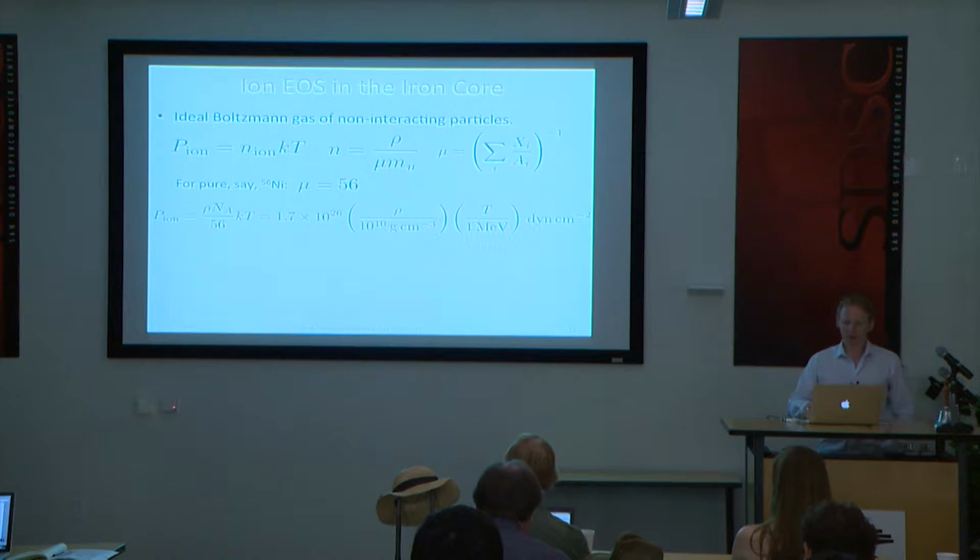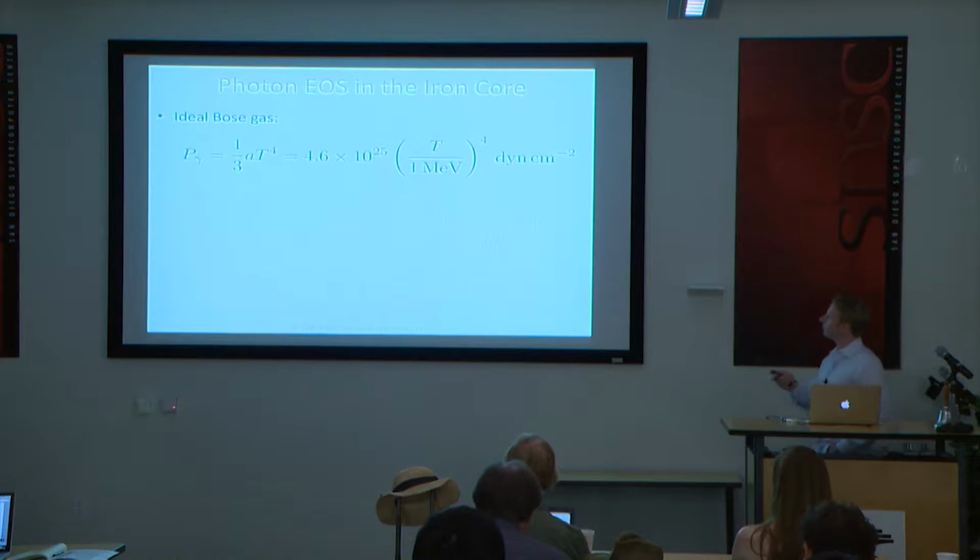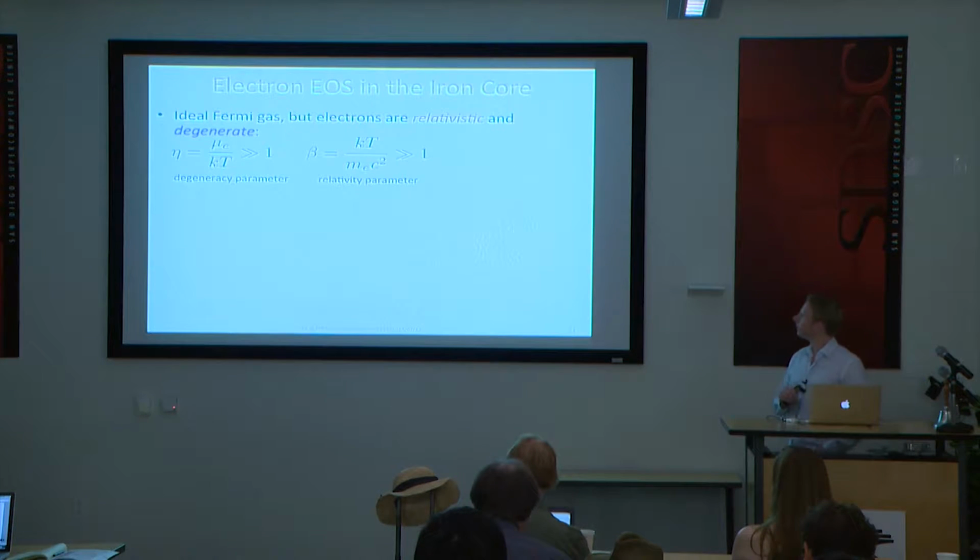You go on and look at the photons. They're pretty simple, too. They just go with T to the 4th. So 4.6 times 10^25. Now, the electrons are the ones that are really important. In the iron core, the density is 10^10 times the density of water, so 10^10 grams per cubic centimeter. So the electrons are relativistically degenerate. The degeneracy parameter, which is the electron chemical potential divided by kT, is much larger than 1, and the relativity parameter is much larger than 1.